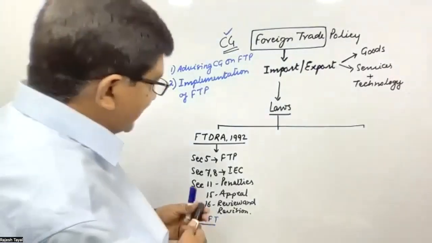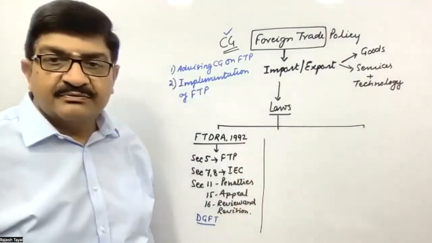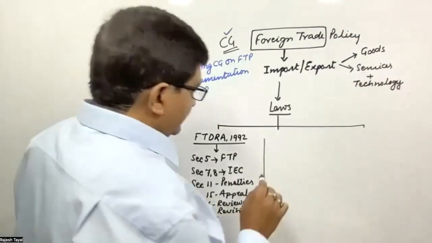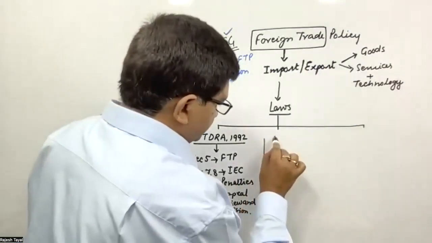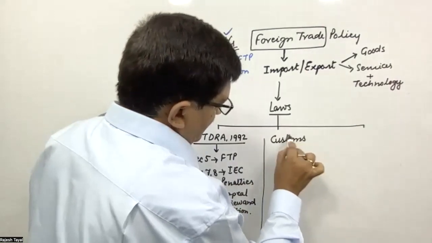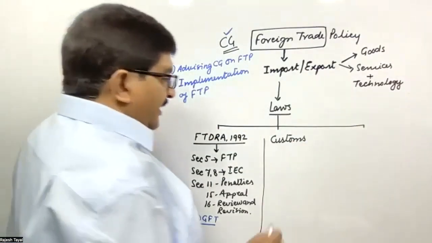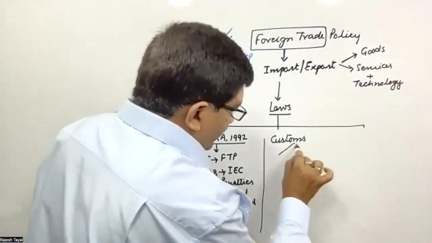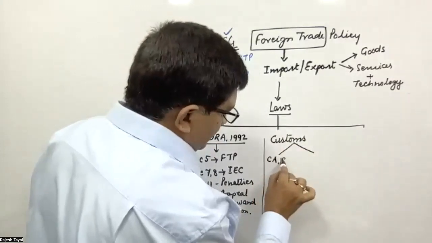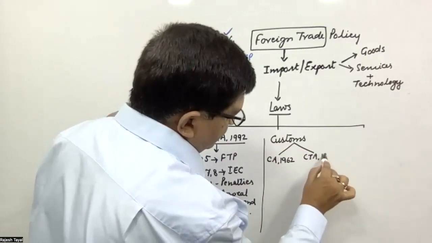Okay. Then second law, which is relevant for the foreign trade, that is customs. In customs, again, 2 authorities, or rather 2 acts. One is Customs Act 1962, another is Customs Tariff Act 1975.